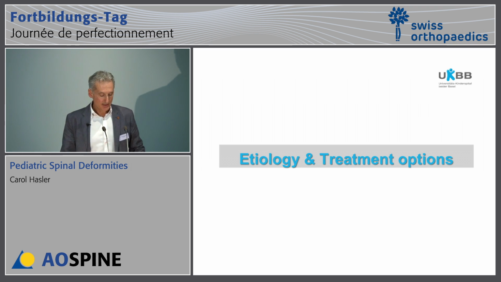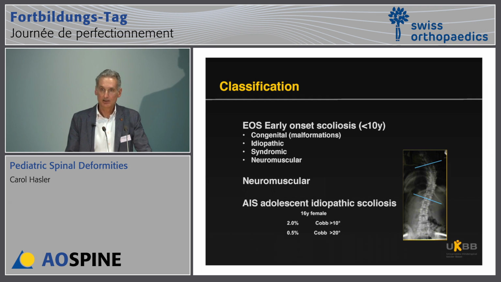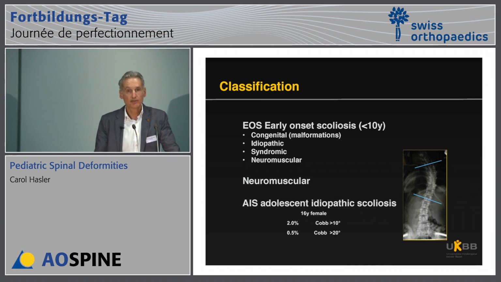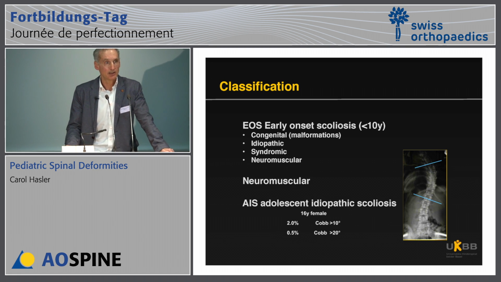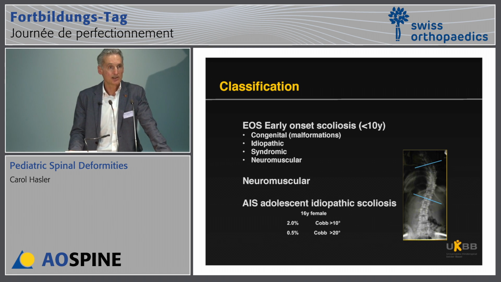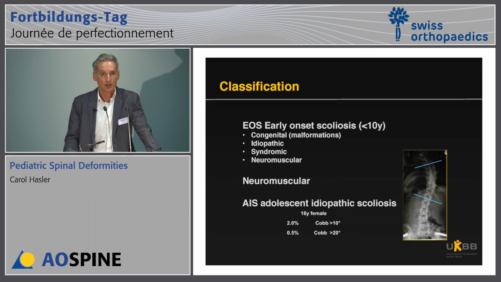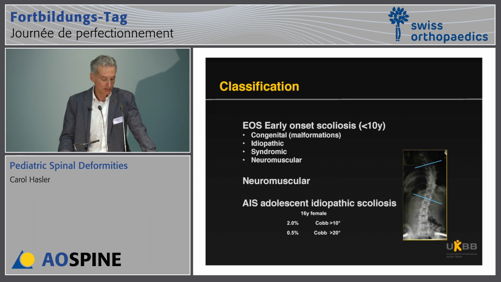So to ease the whole thing, you can break it down to this classification system, which comprises early onset spine deformities, which by definition are detected before the age of 10, and which comprise congenital malformations, idiopathic deformities, syndromic deformities, and neuromuscular deformities. And of course, frustratingly enough, the biggest group is idiopathic adolescent scoliosis, which makes up about 80% of all spinal deformities detected during growth.